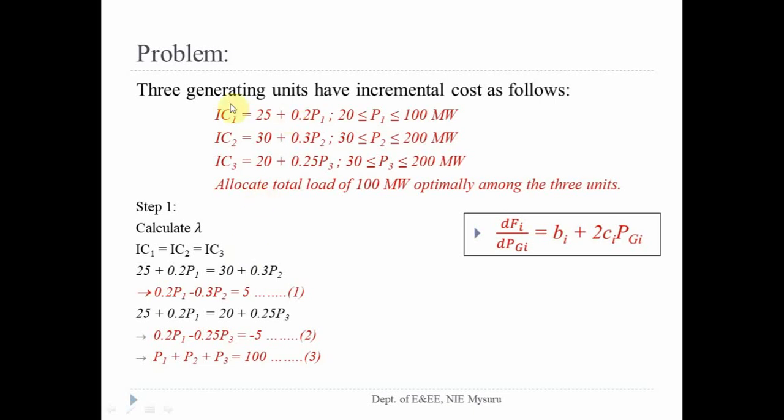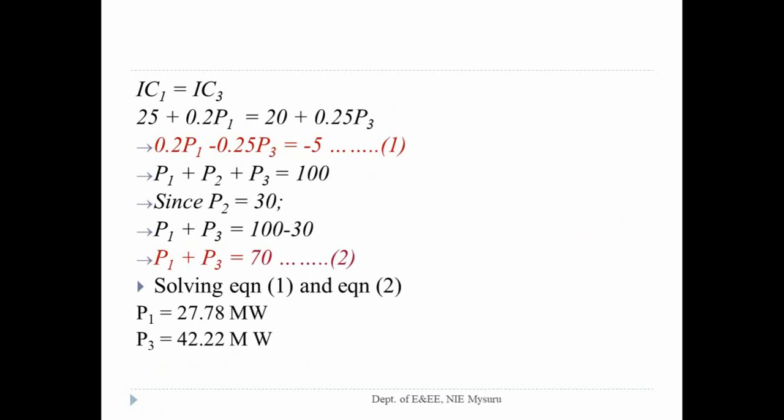If the data is given in terms of incremental cost, the only thing that you all need to keep in mind is that this 0.2 will be equal to 2 into Ci. That thing has to be kept in mind, and the corresponding calculation has to be done. Clear? Yes. Thank you.